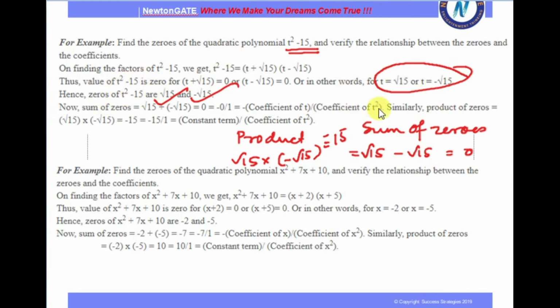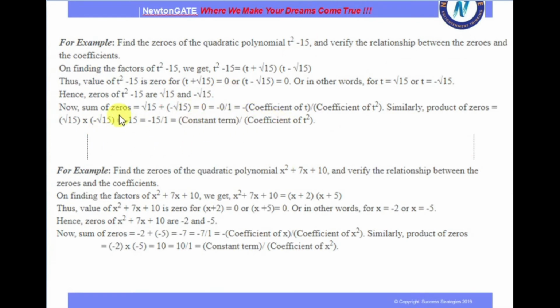I have still not applied the coefficient relation which we have studied. Now we will get to that. Here, as you can see, the sum of the zeros is 0, and by using minus coefficient of t divided by coefficient of t square, with t square minus 15 equal to 0, what is the coefficient of t? We have no term with t, so it is 0. And the coefficient of t square is 1. So minus 0 by 1 is 0. It was true: when we added, it also becomes 0. And the same thing for the product.